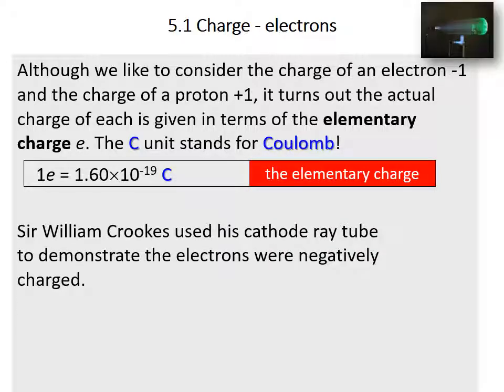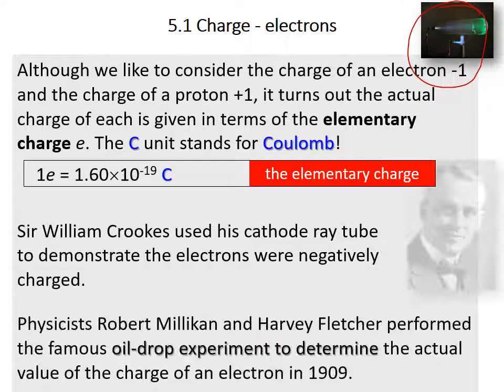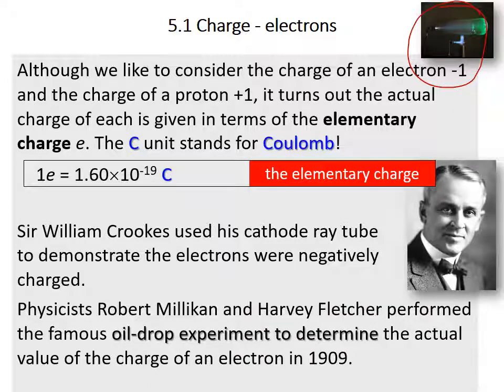Sir William Crookes used a cathode ray tube, seen up here, to demonstrate that electrons were negatively charged by applying a voltage. I'm not going to go into that. Also, the physicists Robert Millikan and Harvey Fletcher did their famous oil drop experiment in 1909 to actually determine the charge of an electron.